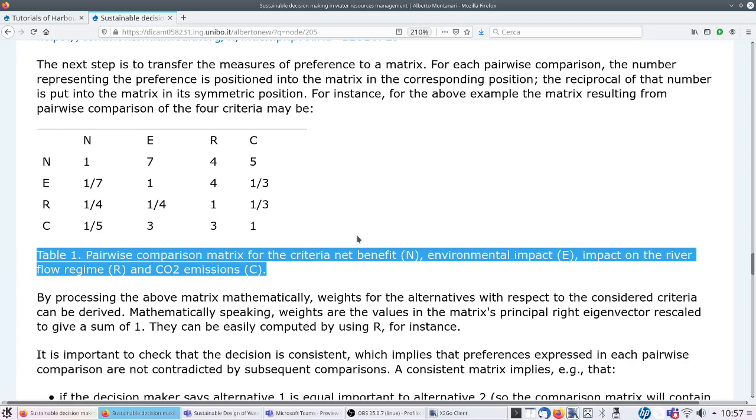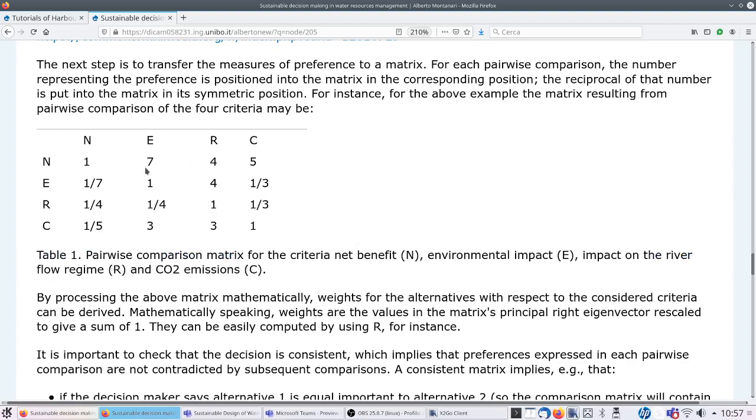C is CO2 emission. So let's suppose that we give these weights. So in the diagonal, I have the units. When I compare the net benefit N with the environmental impact E, I give a score of 7, which means that this user really likes the dam because basically he says, I don't care about environmental impact.